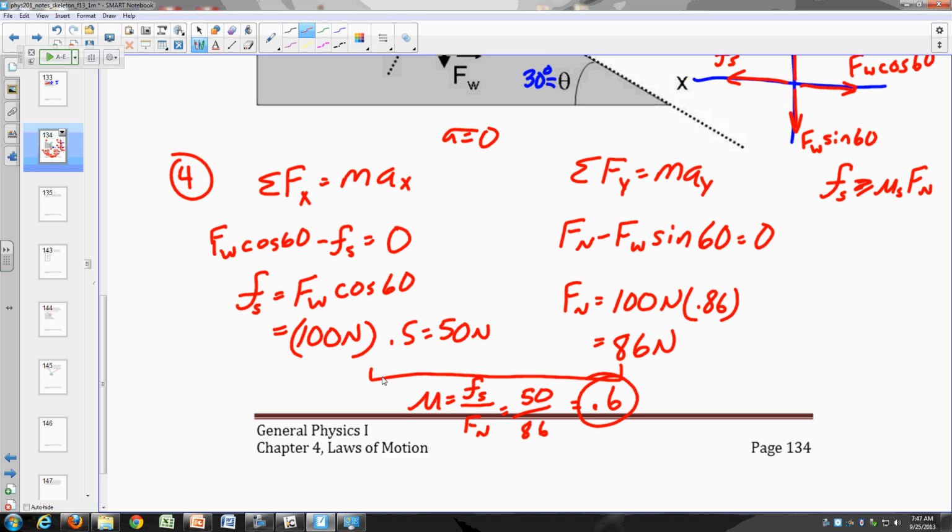When we're figuring out these problems and on the test and stuff like that, if we use 10 for gravity, 10 is fine. Yeah, that's fine. 10 is good. I recommend that. To use g equal 10 makes it a little easier.